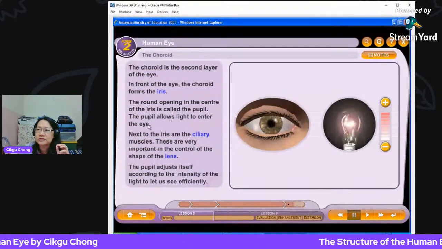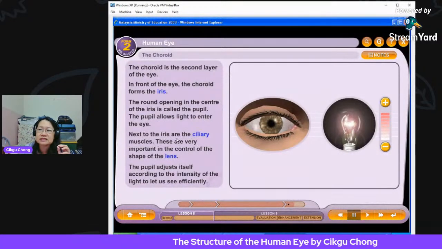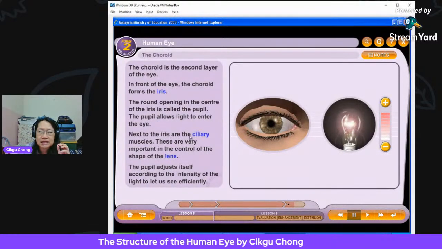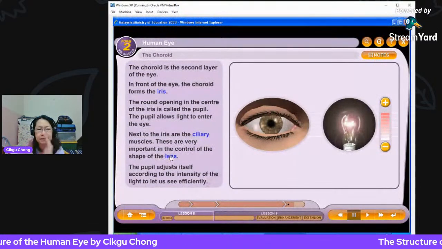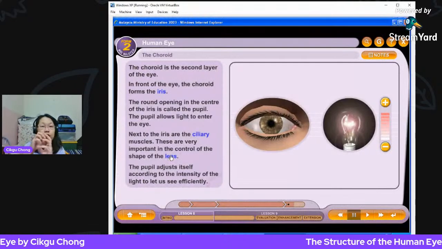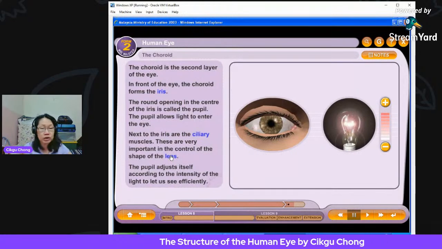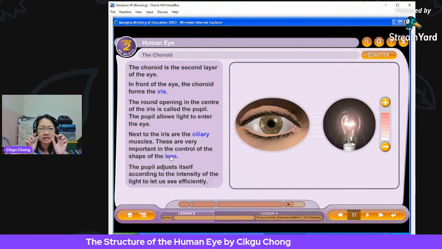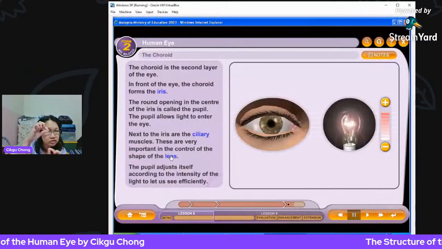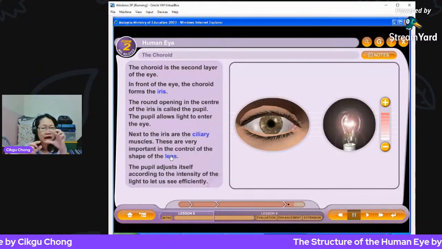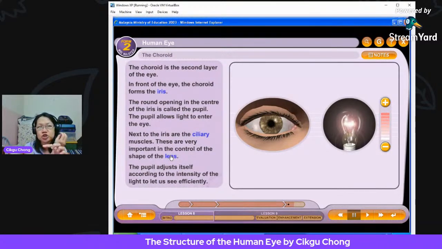You see here, next to the iris, I will call ciliary muscle. These are the muscles that control the shape of the lens. The lens is the part that the light enters, and you want to focus the light onto the retina. If you look at your textbook or workbook, this ciliary muscle is actually to pull the lens to become thinner or thicker. So how to focus the light so that we can see things sharp?